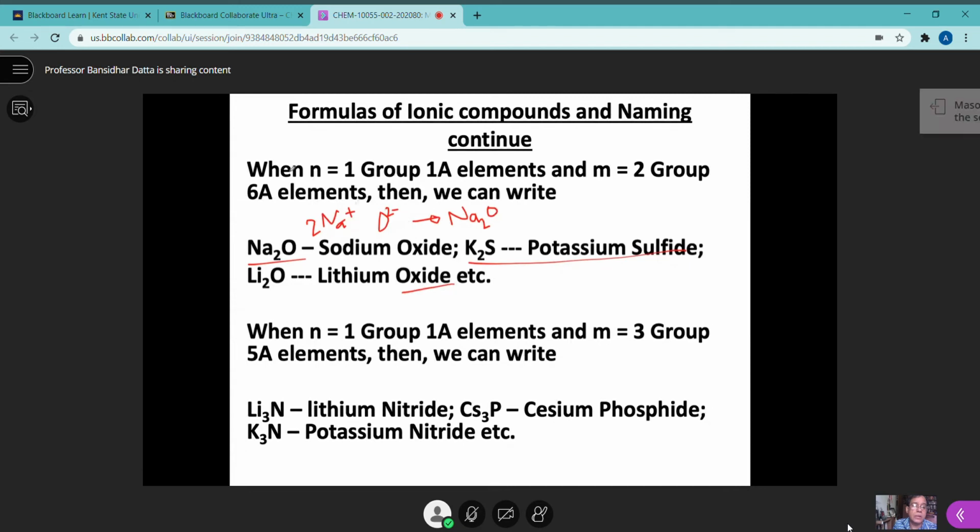So that's group 1A and 6A elements. Now, if you have group 1A and 5A elements, 5A means 8 minus 5, so 3. They make 3 charges, right? So an example is lithium. Lithium is group 1A, so lithium is 1 plus, and nitrogen is group 5A, and it makes 8 minus 5, 3 minus, right? And if you add them together, you have 3 minuses and 1 plus, so you need 3 of these.